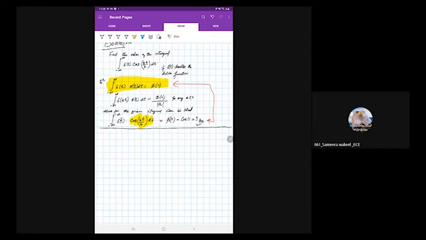Now see, I have a different function, which is a gate pulse or a rectangular pulse, which is like this.